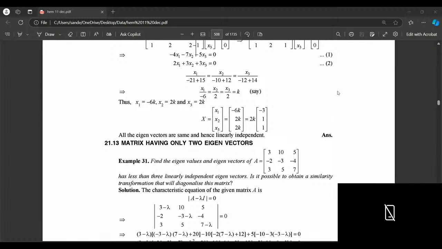So this is about eigenvalues and eigenvectors. Next, we will think about the Cayley-Hamilton theorem. We will see it in the next class. So we end today's lecture.